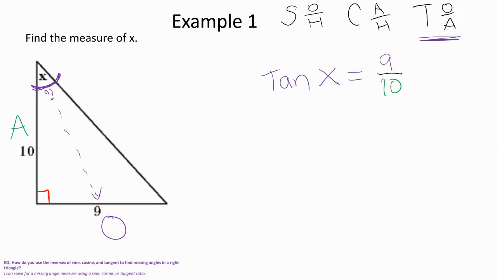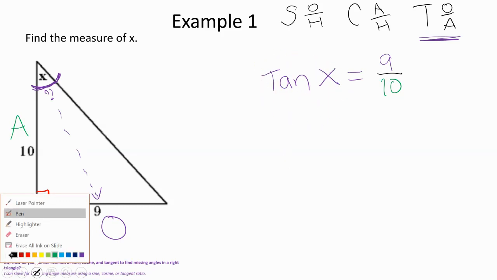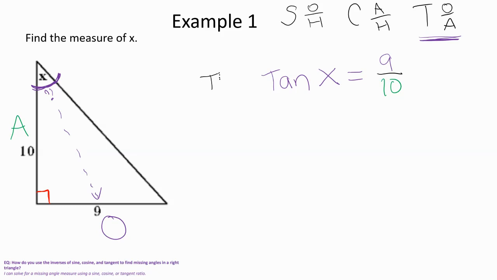And then we need to get the x all by itself. There's the tangent there. So what are we going to do to get rid of that tangent? We're going to do the tangent inverse. So on each side, we're going to go tan to the -1. It's kind of like multiplying and dividing. They're inverses of each other, or opposites of each other. So tangent inverse and tangent are opposites of each other.